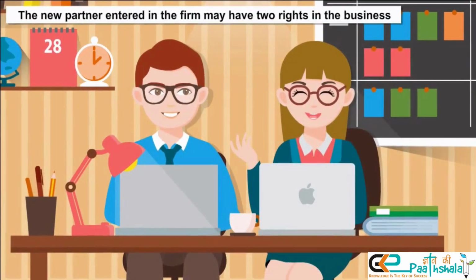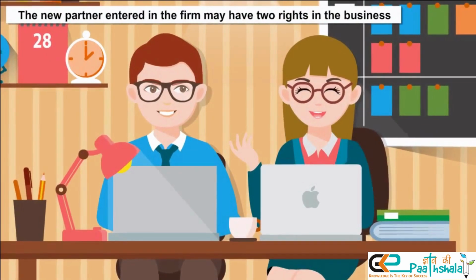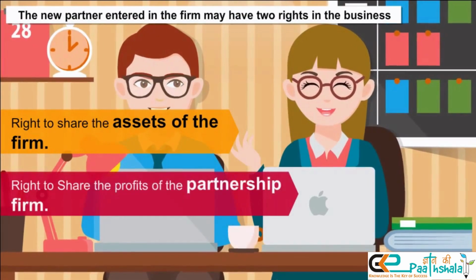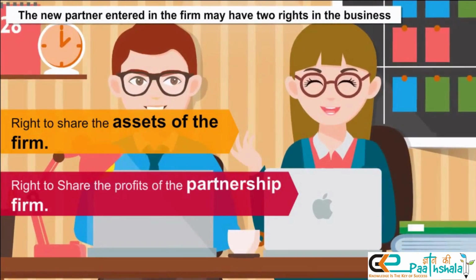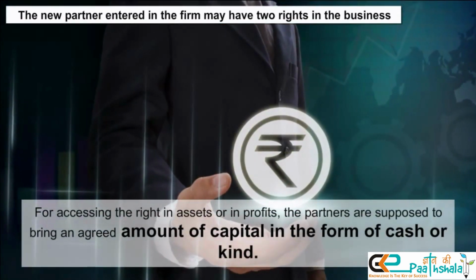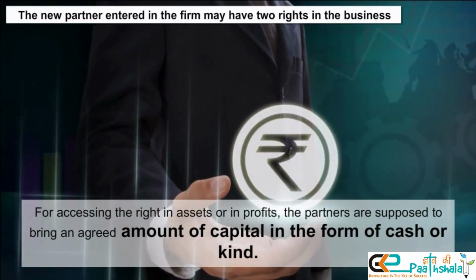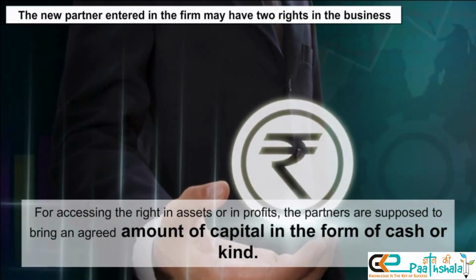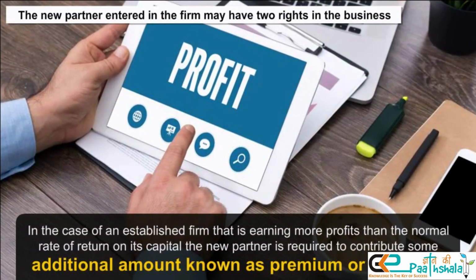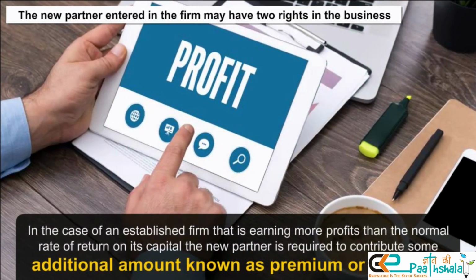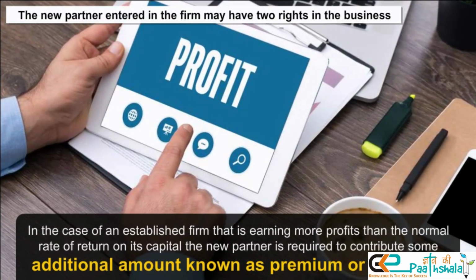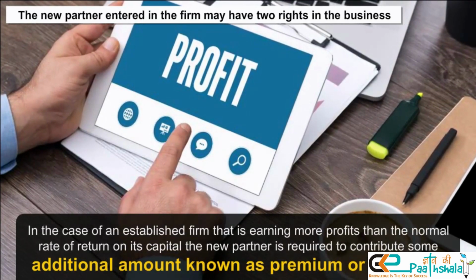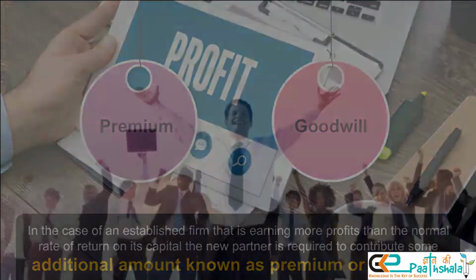The new partner entered in the firm may have two rights in the business. 1. Right to share the assets of the firm. 2. Right to share the profits of the partnership firm. For accessing the right in assets or in profits, the partners are supposed to bring an agreed amount of capital in the form of cash or kind. In the case of an established firm that is earning more profits than the normal rate of return on its capital, the new partner is required to contribute some additional amount known as premium or goodwill.